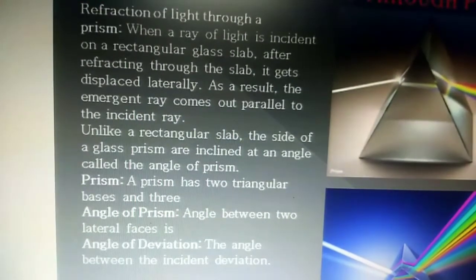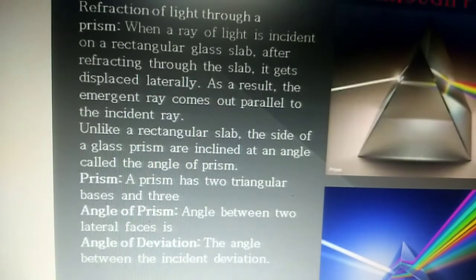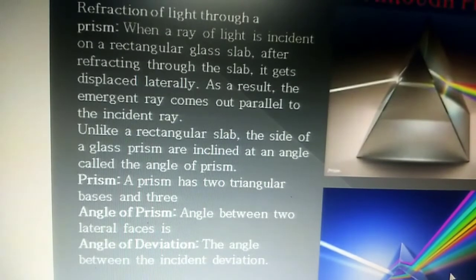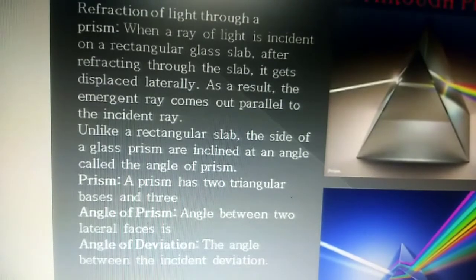Namaste children. Till now we have studied the refraction through spherical lenses. Today we are going to see the refraction of light through a glass prism. Now what is a glass prism? It is a transparent optical medium which is having two non-parallel surfaces inclined at an angle.